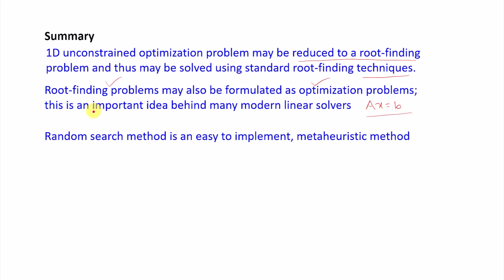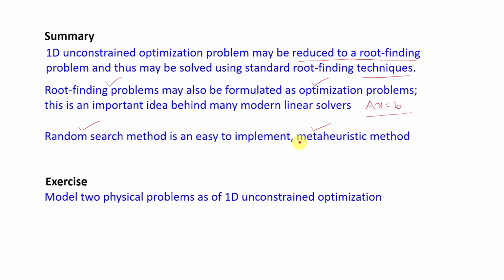We have also seen a random search method. This is a very easy to implement meta-heuristic method. So this is a common sense random number based method, and we call them meta-heuristic. As an exercise, you find two physical problems that can be modeled as 1D unconstrained optimization, and you develop the model for those problems.